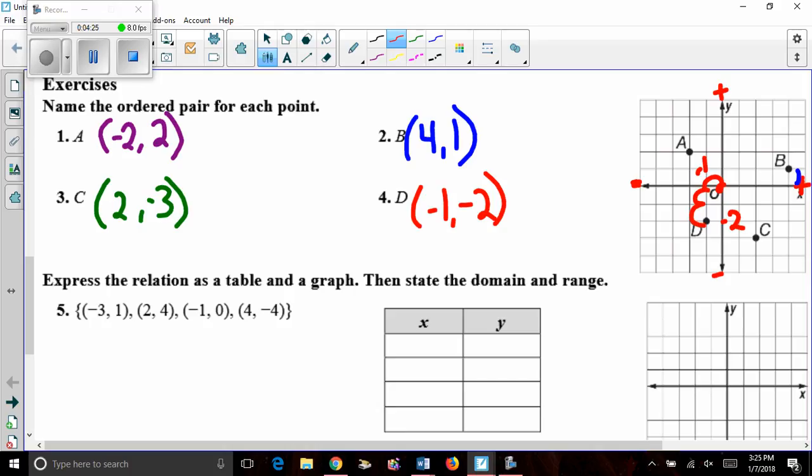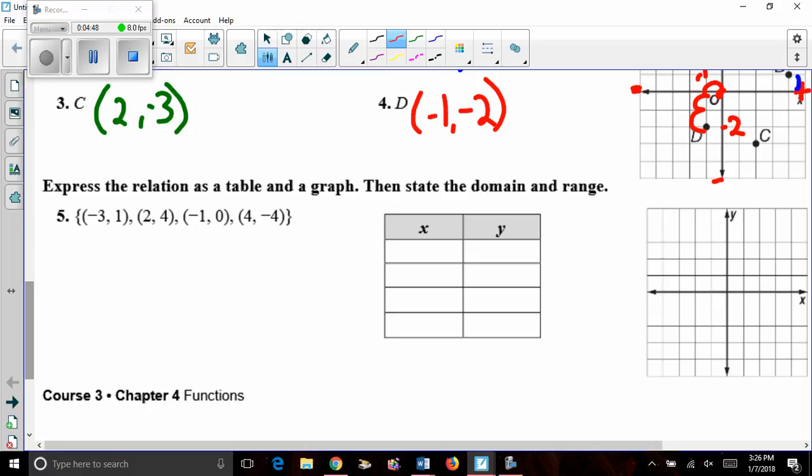Next, you want to be able to take ordered pairs and put them on the graph. And we're going to do that in a combination with a second type of question. We're going to talk about how do ordered pairs look in a chart, as well as what is the domain and range of a relationship. So in this example, express the relation as a table and a graph. Then state the domain and range.